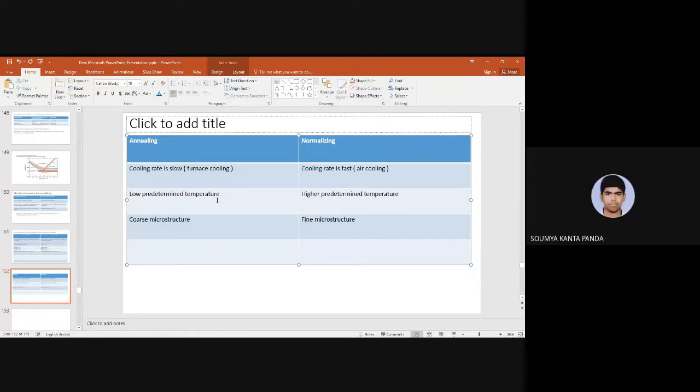Sir, annealing is a costlier process, an expensive one. Yes, an expensive process. Why is it an expensive process? You understand, a lot of temperature is involved, as well as more time it is taking. Normalizing is less expensive. So that's why in industry we prefer to do normalizing. Anything else?